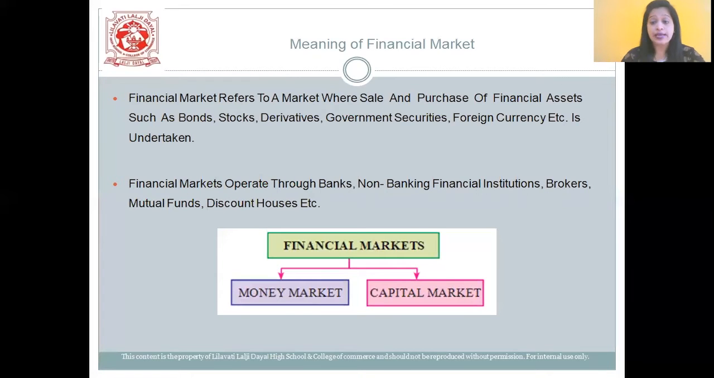So let us first understand, students, the meaning of financial market. Financial market refers to a market where sale and purchase of financial assets such as bonds, stocks, derivatives, government securities, foreign currency, etc. is undertaken. Financial markets operate through banks, non-banking financial institutions, brokers, mutual funds, discount houses, etc. Financial markets, students, are classified under two heads: money market and capital market.